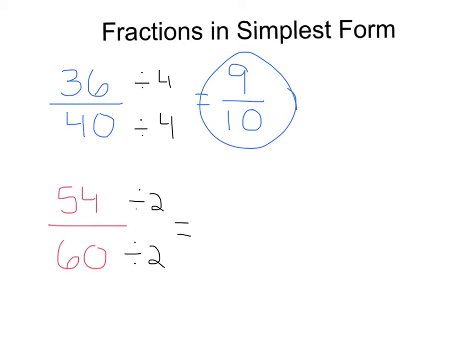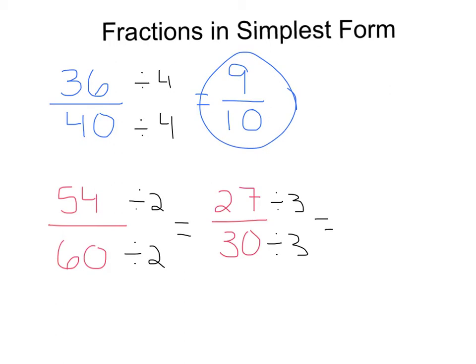So 54 divided by 2 is 27, and 60 divided by 2 is 30. So we've reduced it, but it's not in simplest form because now the numbers that are left over, I can divide both of those by 3.